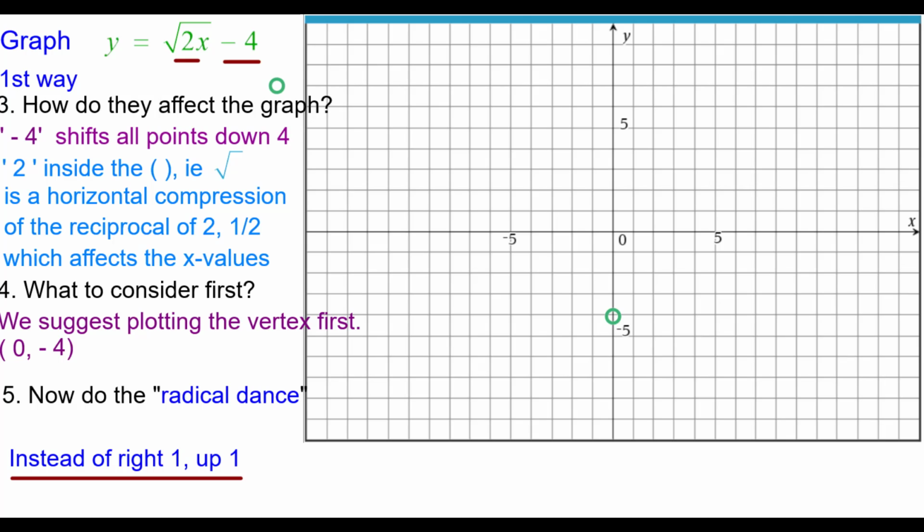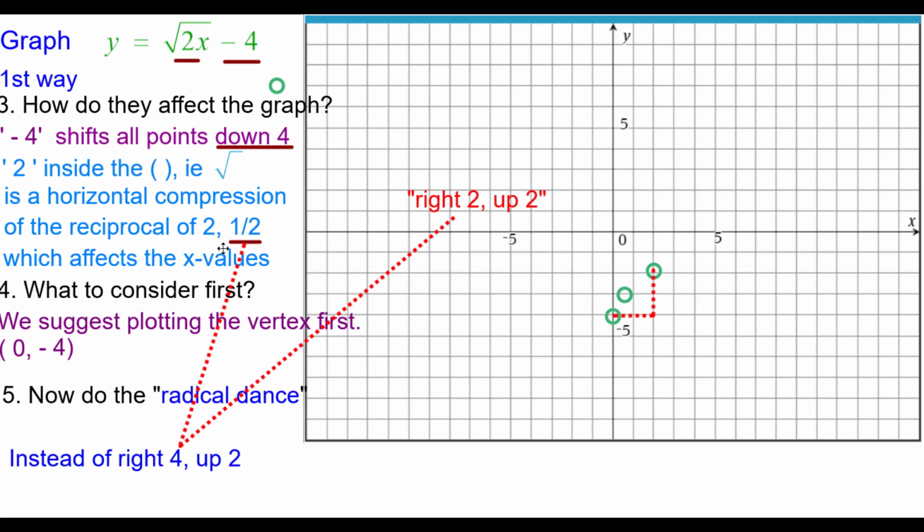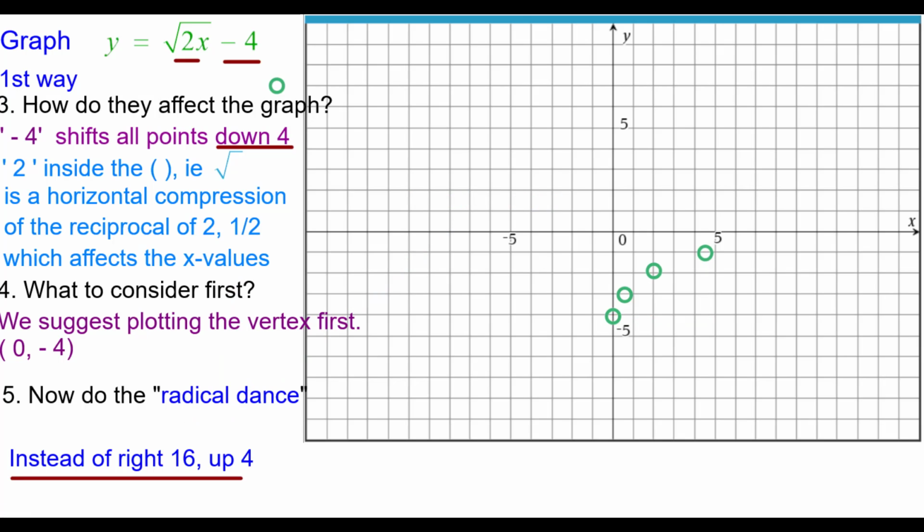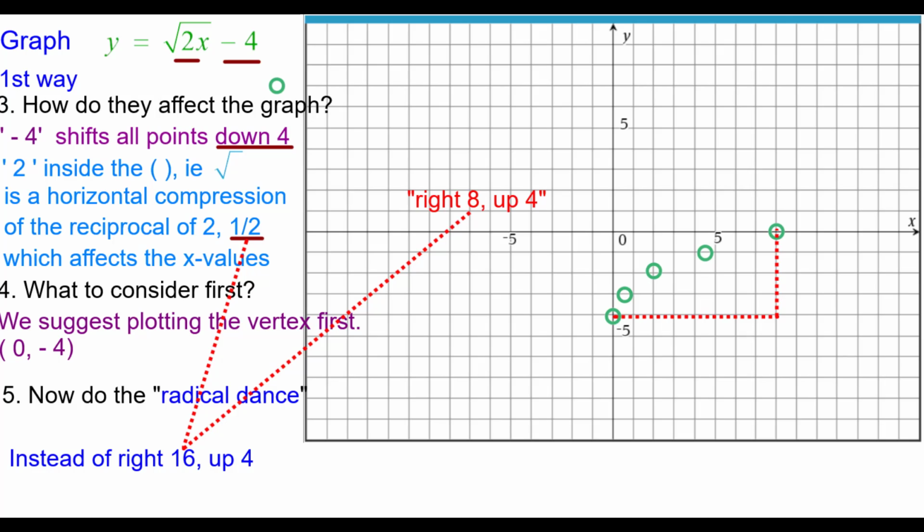So instead of right 1 up 1, which we would normally do, it's going to be right 1/2 up 1 because that 1/2 affects the x values. Instead of right 4 up 2 on the radical dance, it's going to be right 2 up 2. Again, the half affects that 4. Instead of right 9 up 3, it's going to be right 9/2 up 3. And instead of right 16 up 4, it's going to be right 8 up 4.